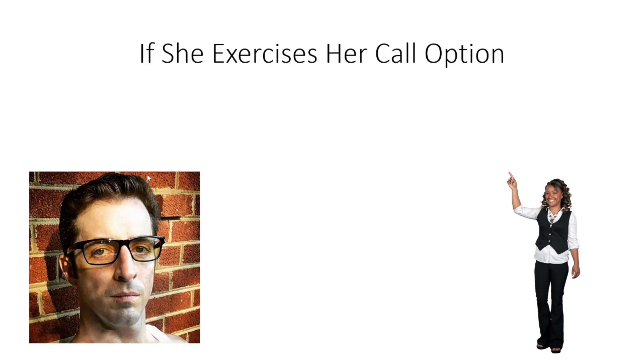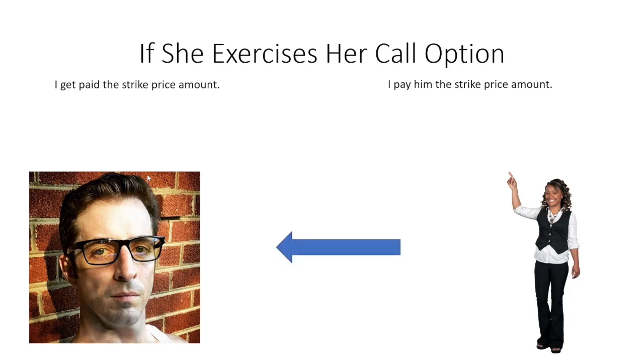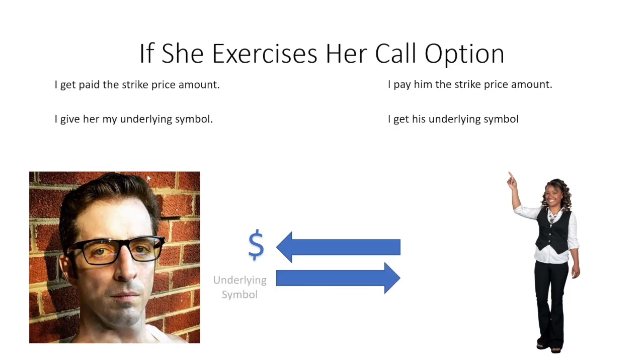Now, if that buyer comes a knocking, if they want to exercise their call option, well, I'm going to get paid the strike price amount. They're going to pay me the strike price amount. So money goes from their pocket into my pocket. But in return, they're going to get my underlying symbol. So the underlying symbol goes from my pocket into their pocket. And that's if they come a knocking.